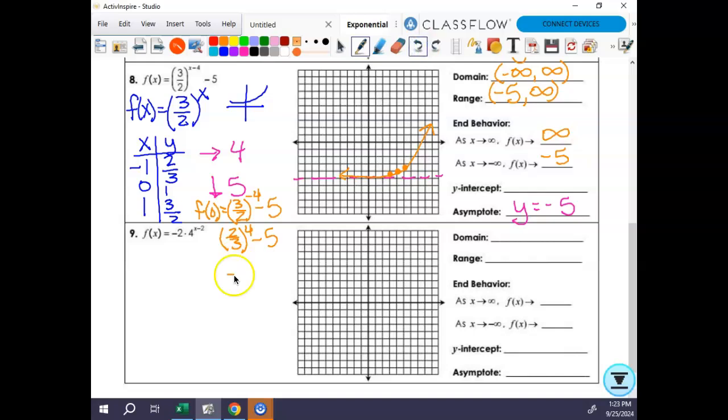So 2 to the 4th power, so that means 2, 4, 8, 16, right? So 16 in the numerator. 3 to the 4th. 3 times 3 is 9. 9 times 3 is what? 27. 27 times 3 is 81. I'll just tell you so your brain doesn't explode. 81 minus 5. Now, is that going to give me 11 over 81?